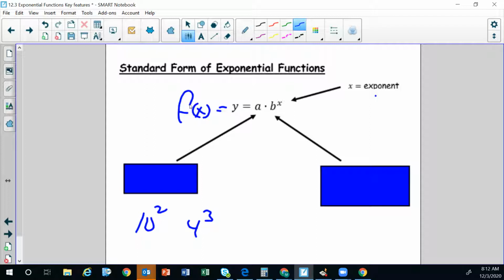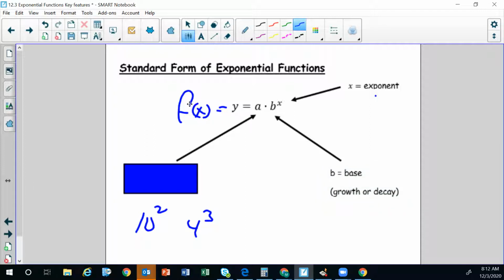Next thing you want to look at is b. b is the base. And it's called the growth or decay factor, depending on whether the graph is increasing or decreasing. And the a is your starting value, your initial value, and it's also the y-intercept. Very important. The a is your y-intercept.